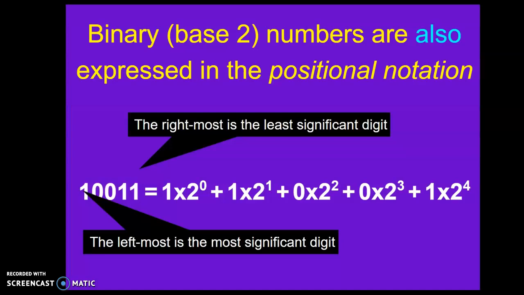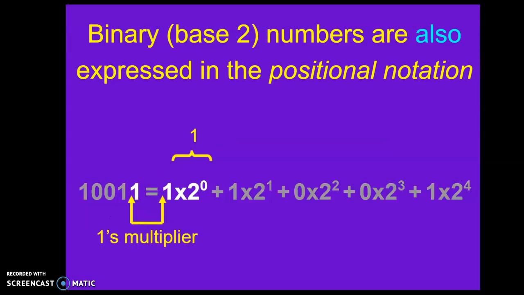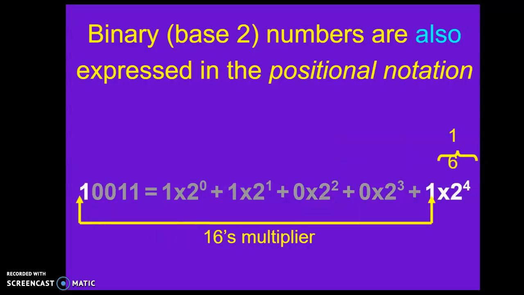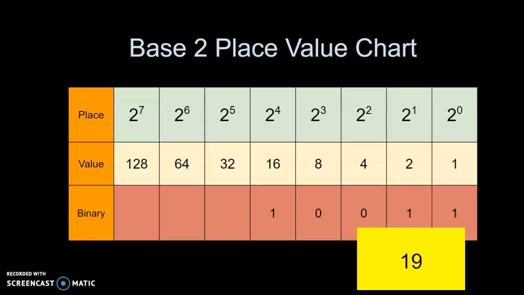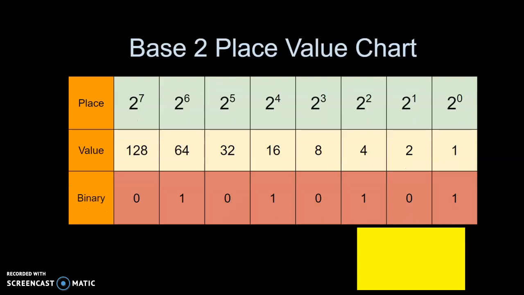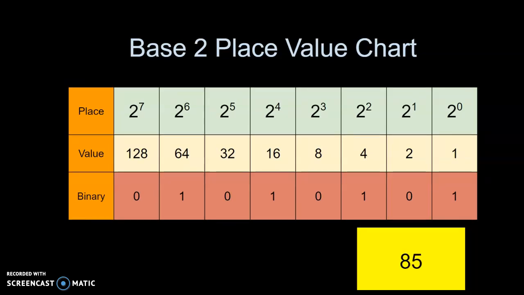Okay, and again, the same situation. We're adding up how many of these multipliers do we want? So a 16, a 2, and a 1 comes to 19. Very good. Now we've got a 64, a 16, a 1, and a 1. So you add those up, you get 90. And a 128, a 2 to the 7, I need a 2 to the 5, I need a 2 to the 3, a 2 to the 1.